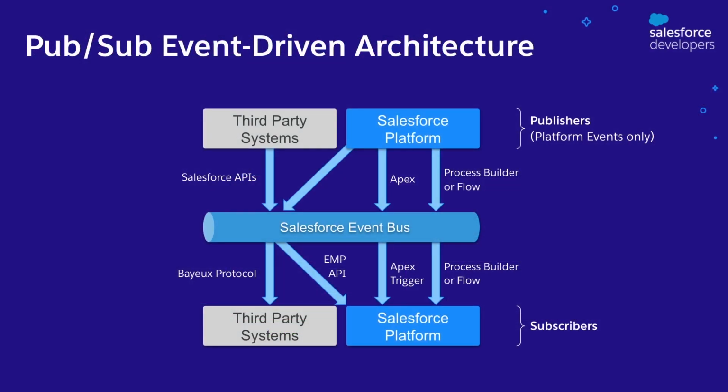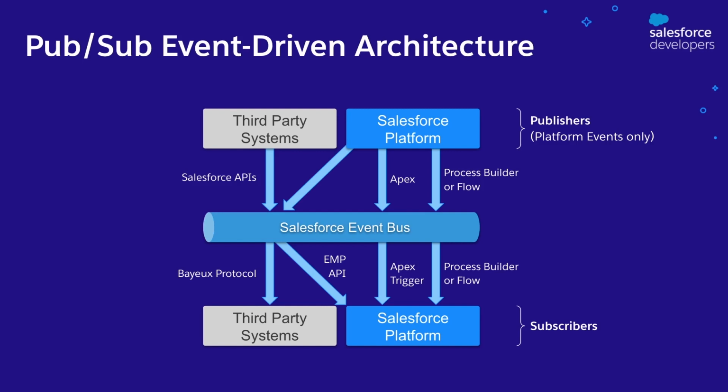Streaming events use a pub/sub event-driven architecture, and there are a variety of ways in which you can publish and subscribe to these events. If you're coming from a third-party system, you can use the Salesforce APIs to publish a streaming event. But if you're within the Salesforce platform, you can also use the Salesforce APIs, Apex, or some declarative automation tools like Process Builder or Flow to publish a streaming event.